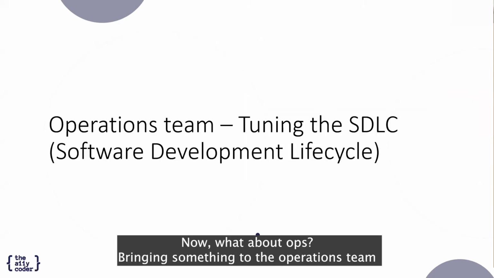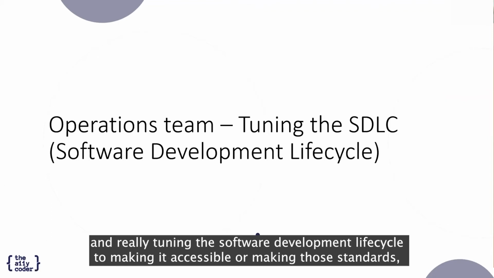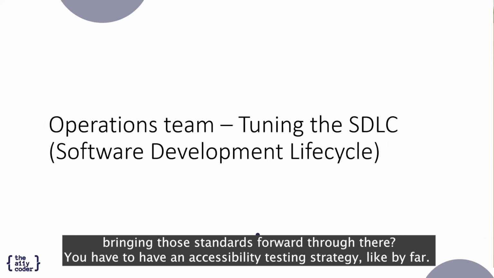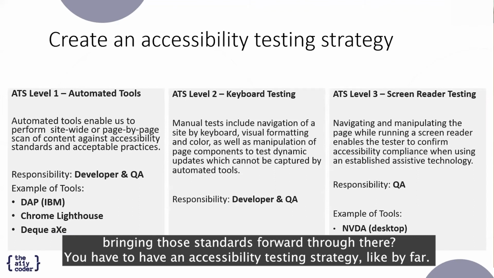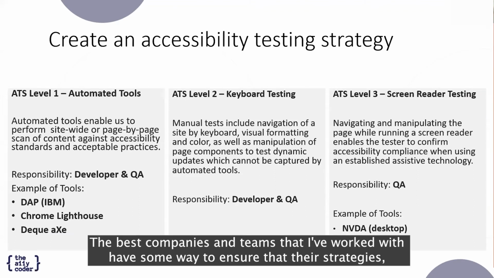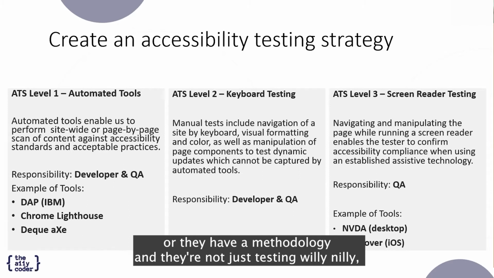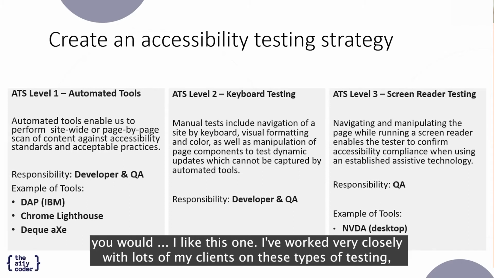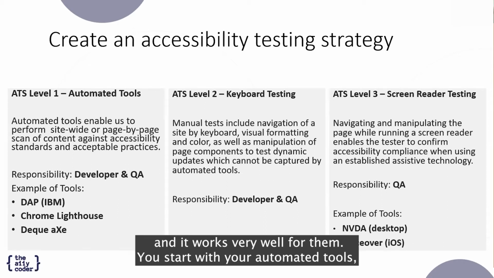Now, what about ops? Bringing something to the operations team and really tuning the software development lifecycle to make it accessible, bringing those standards forward through there. You have to have an accessibility testing strategy, by far. The best companies and teams that I've worked with have a methodology, and they're not just testing willy-nilly. I like this one. I've worked very closely with lots of my clients on these types of testing, and it works very well for them.